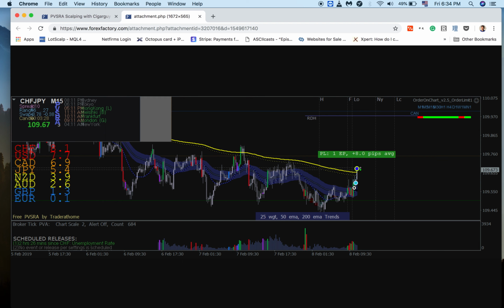Once we broke the dragon upwards, I waited for a small retracement back to the dragon, entered the trade here, and closed the trade when price reached the 233 EMA, which is this yellow line, a little bit thicker than the others. So once PA reached this level, we closed the trade. Here we go, so let's take a look at the questions.